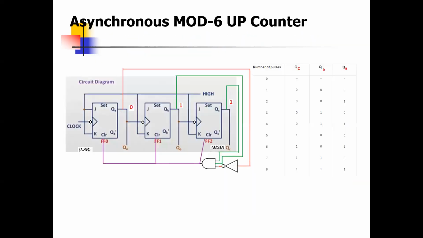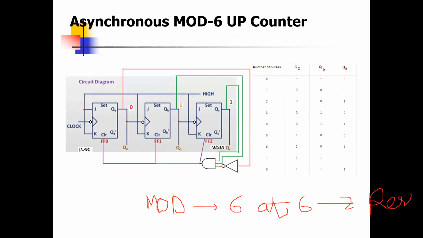Now we are designing mod 6. So for mod 6, could you tell me how many states? 0 to 5 normally, but at 6 it will give me 0, reset. Clear? Yes. Okay. So if it is 6, it will give me reset.